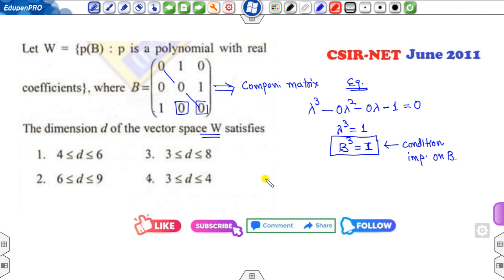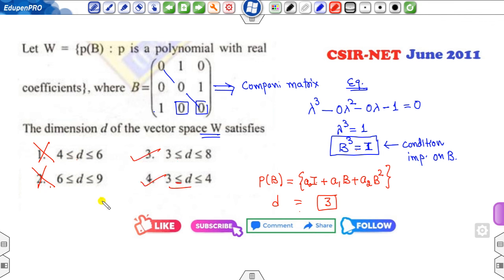Fine. Now, what kind of polynomial is this? It will be identity plus some constants, say a1 of B plus a2 of B square plus a3 of B cube. But B cube is identity, so this element is a naught. How many constants are there? 3. So the dimension is 3. This 3 does not satisfy, equality holds. C and D are my right answers.